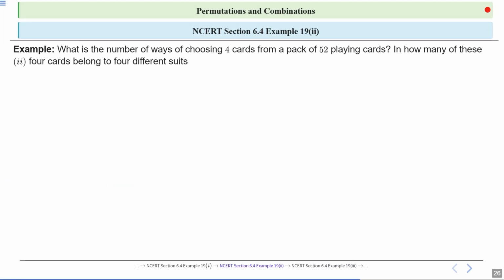Now let's look at the second part of this example. In this part, the 4 cards belong to 4 different suits. That is what we have to find out here.